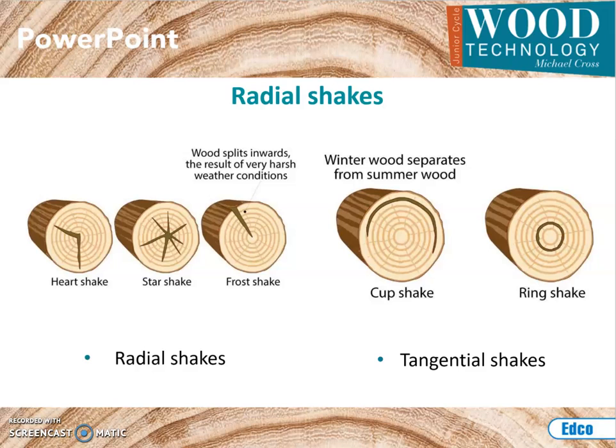So over time, what this does is it basically causes splitting. If water can get into a tree somewhere, it can contract, expand, and so on. It cracks over time. Now, there's also cup shake. You can see it's in the shape of a C, kind of, and that's from where the winter wood separates from the summer wood. And then you have a ring shake.